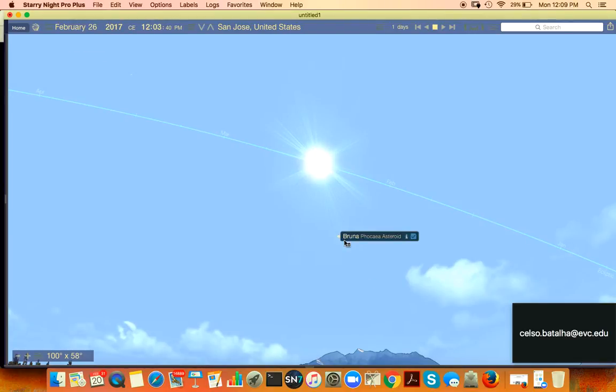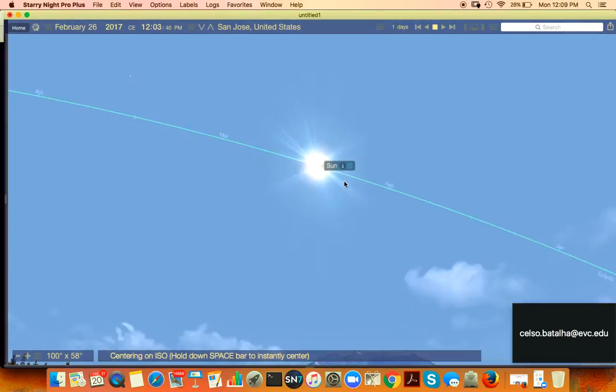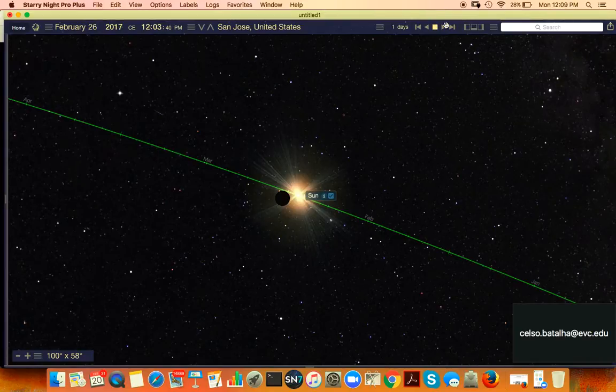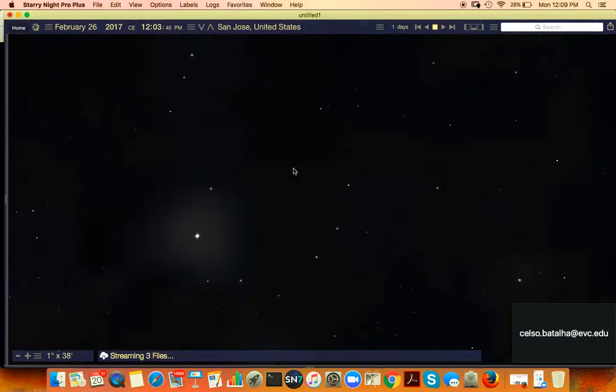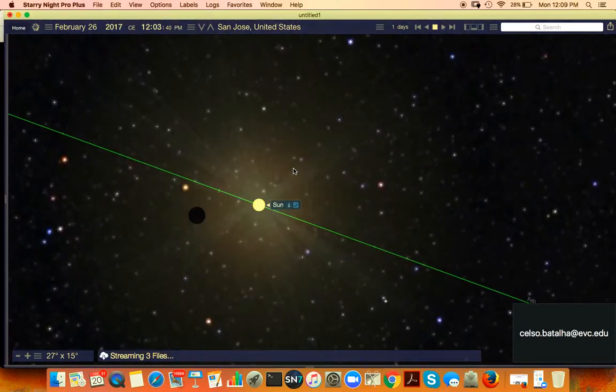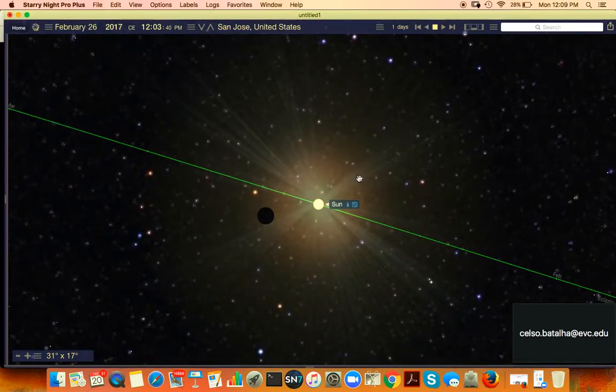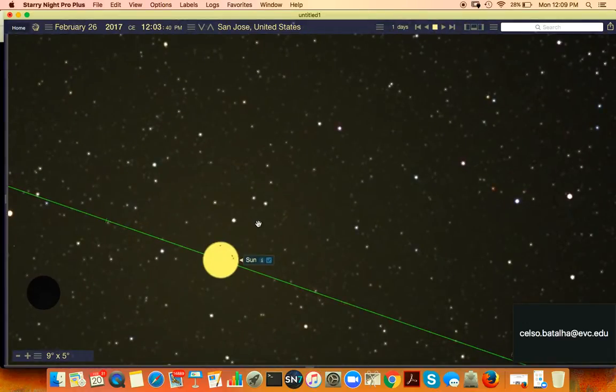See, the moon is not picking up the sun. Where's the sun? There you go. So see, the moon is left of the sun. So technically, at this moment, the moon is already waxing. This is a waxing phase, right? This is already a waxing phase.